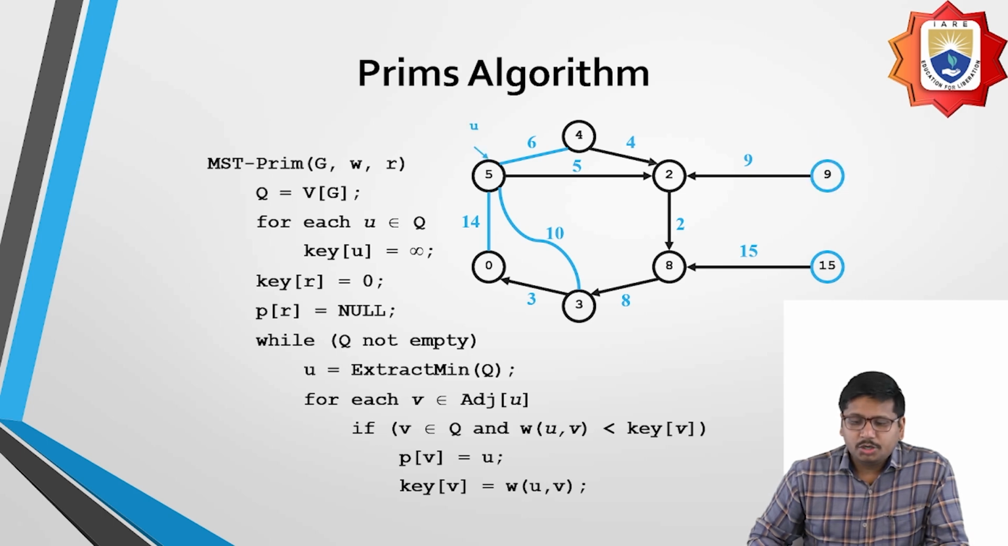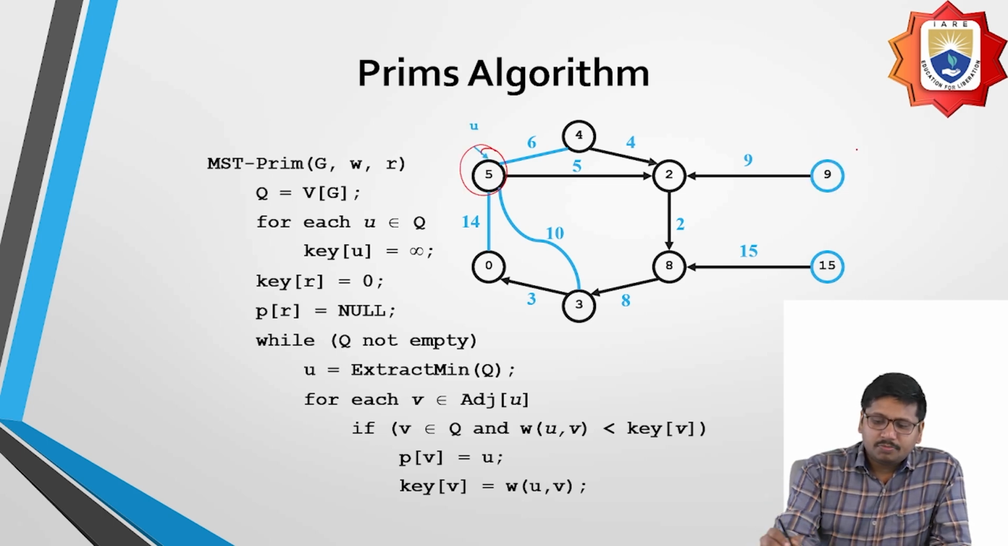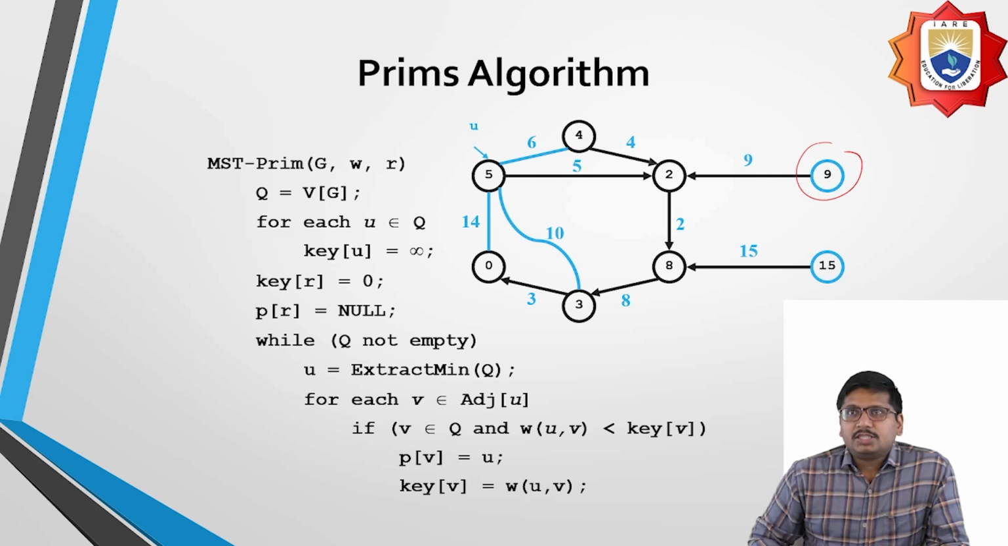Why am I going to leave this edge from this place to this place? Because if I consider this edge, it is going to form a cycle, so that's why I'm leaving this edge and moving to the next one. The next minimum is 9, so 9 is going to be selected, and the next one is 15, select.